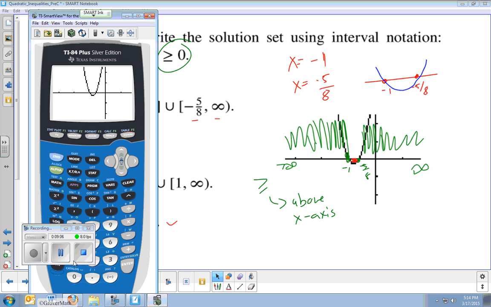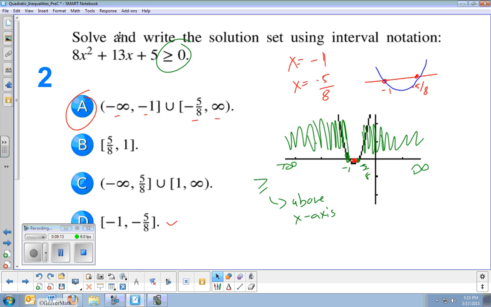Of course, left bound, right bound won't work if your roots are irrational, and that'll be a case where you have no choice but to complete the square and so on. But we'll practice this more tomorrow.